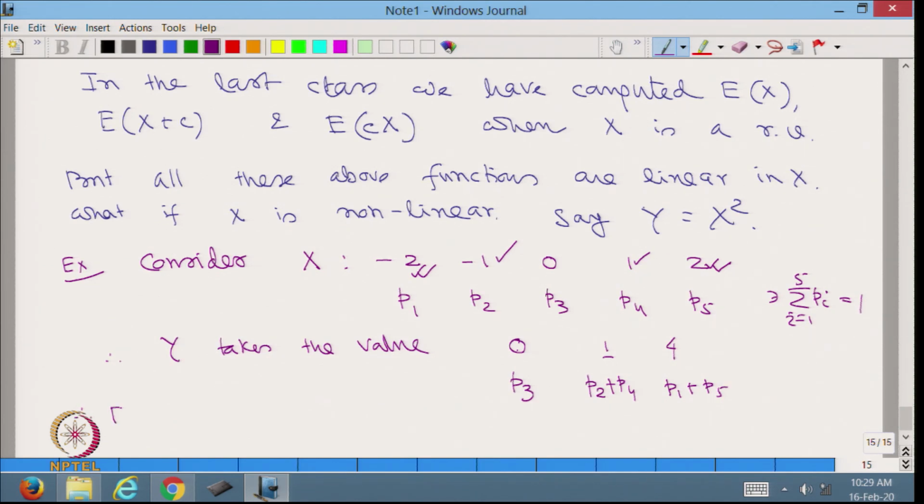Therefore, expectation of y is equal to 0 times P 3 plus 1 times P 2 plus P 4 plus 4 times P 1 plus P 5.